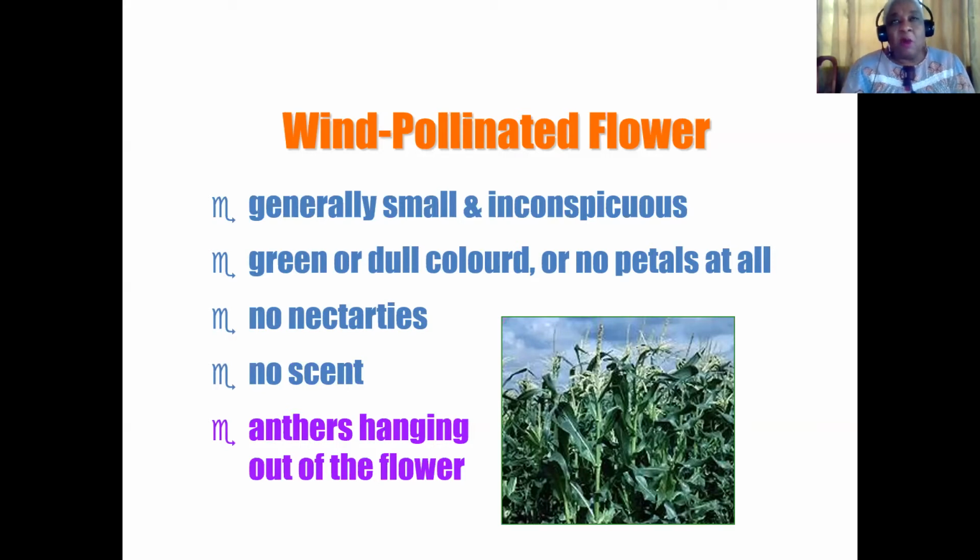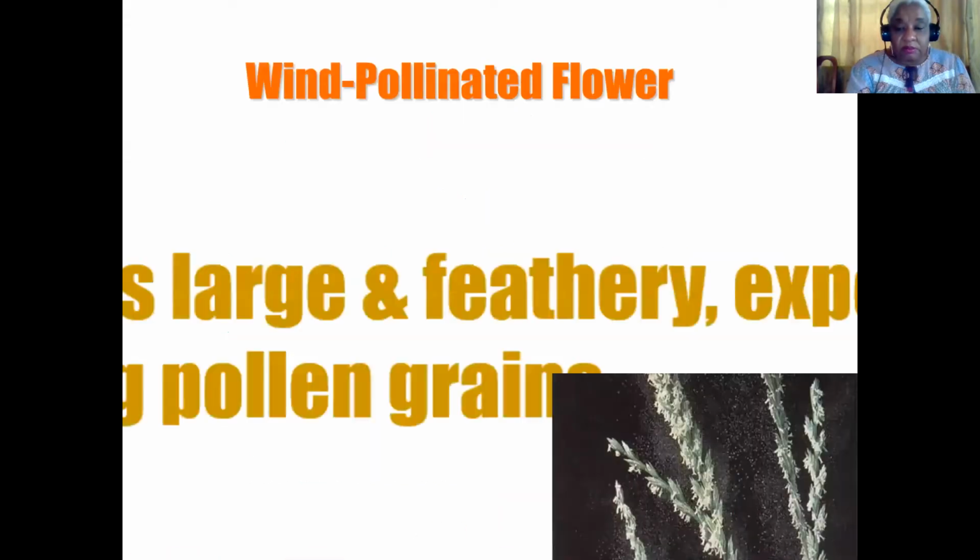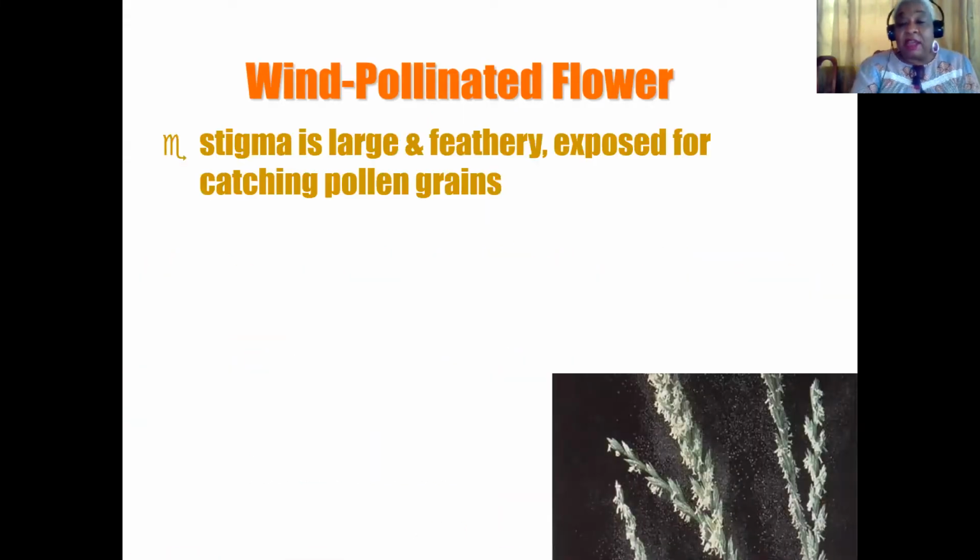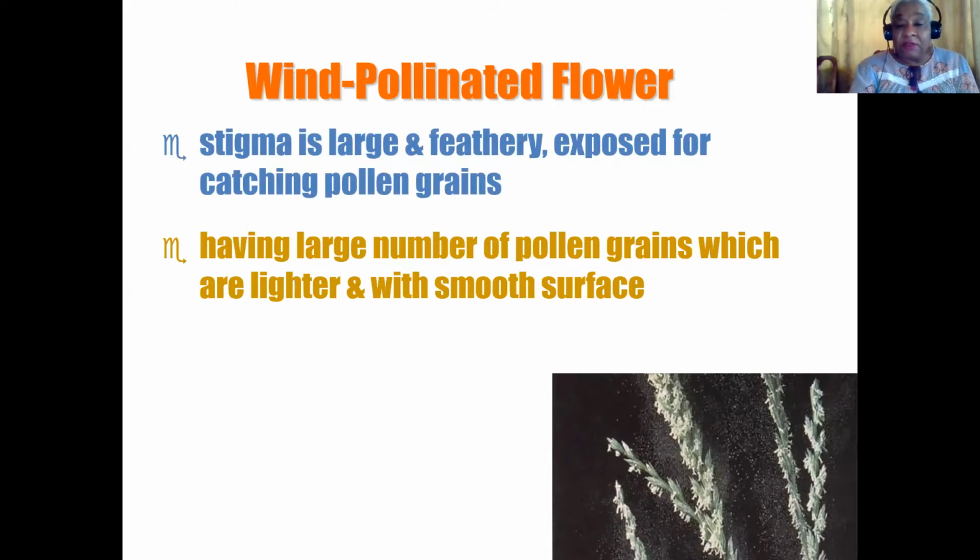Now I want you to think about why you think these anthers hang outside. They hang outside because you want the pollen to be able to be shaken off of the anther when the wind blows. If it's all inside the petals, then it'll be more difficult for the pollen grains to scatter. The stigma is large and feathery and also hanging outside the flower or exposed to catch the pollen grains.